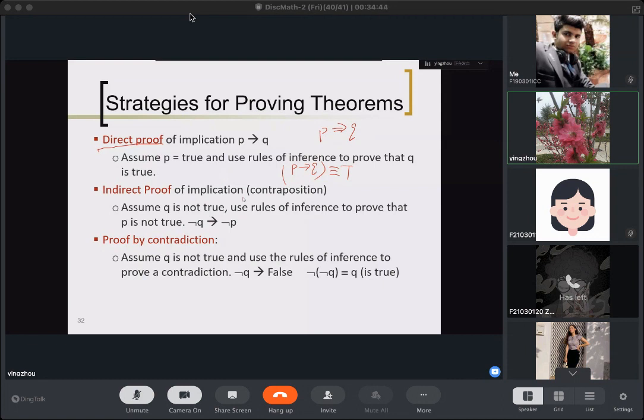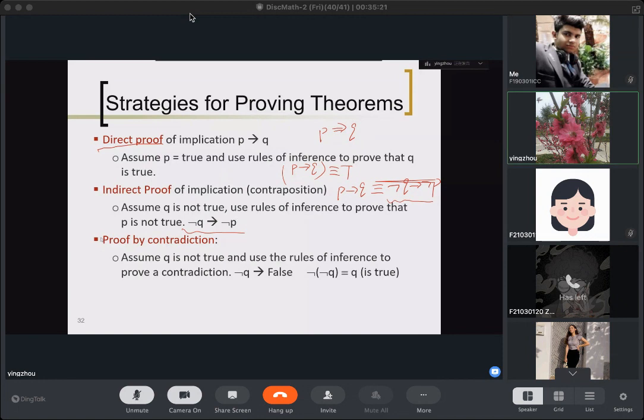Then there is indirect proof. Because we know that P implies Q is logically equivalent to not Q implies not P, to show that P implies Q is always true, we can show that not Q implies not P is always true. We call this an indirect proof.